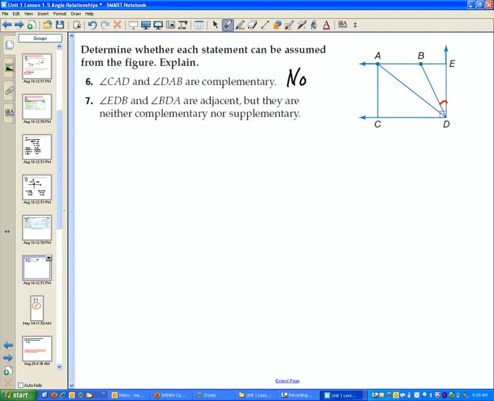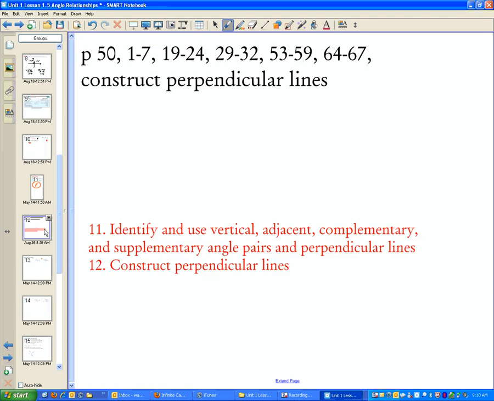What about angle EDB and angle BDA? They are adjacent, but they are neither complementary nor supplementary? That we can tell. We can tell they're adjacent, and we're not assuming measures to say they're not complementary or supplementary, because that's a 90-degree angle. So obviously, when I add those two together, it's less than 90 as my result, isn't it? So yes, that's your assignment.